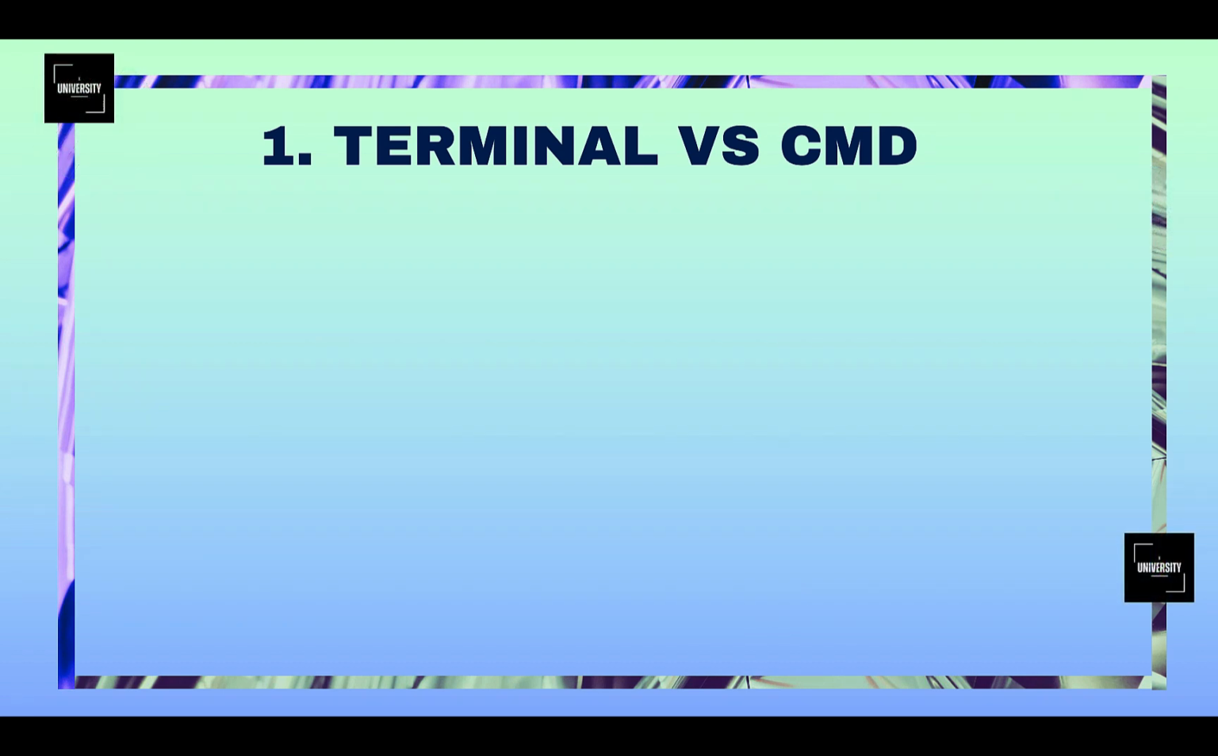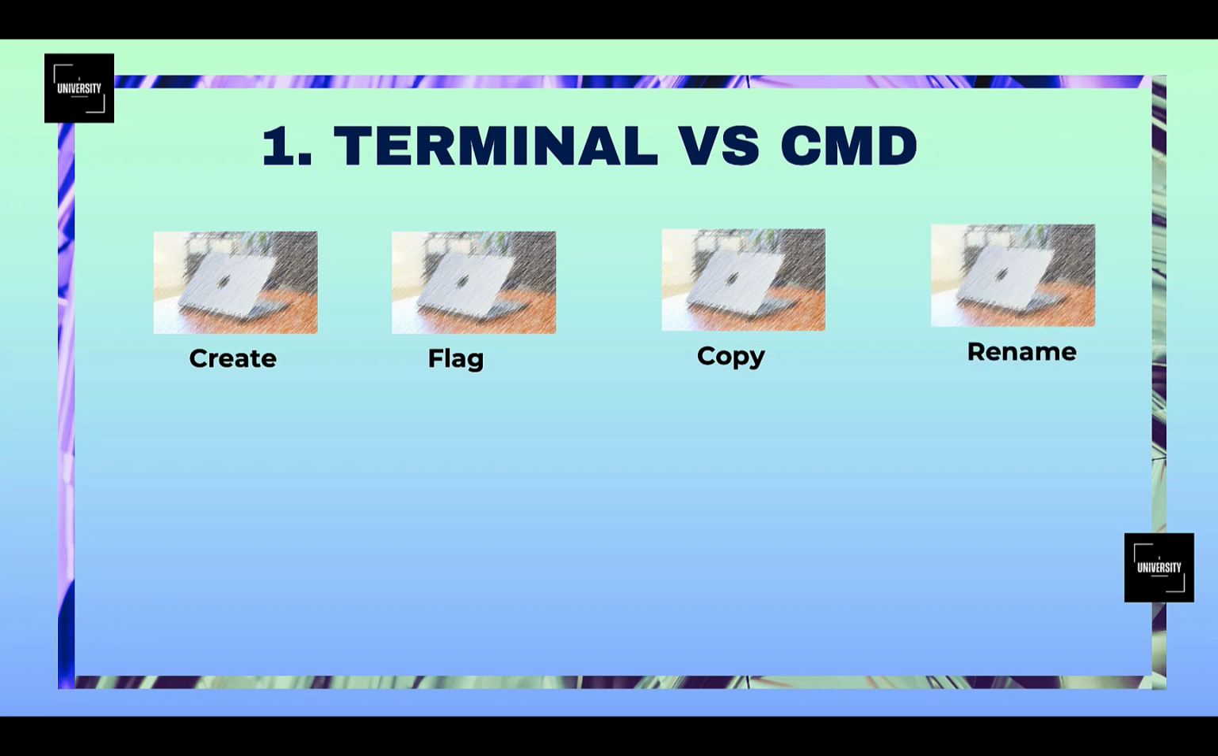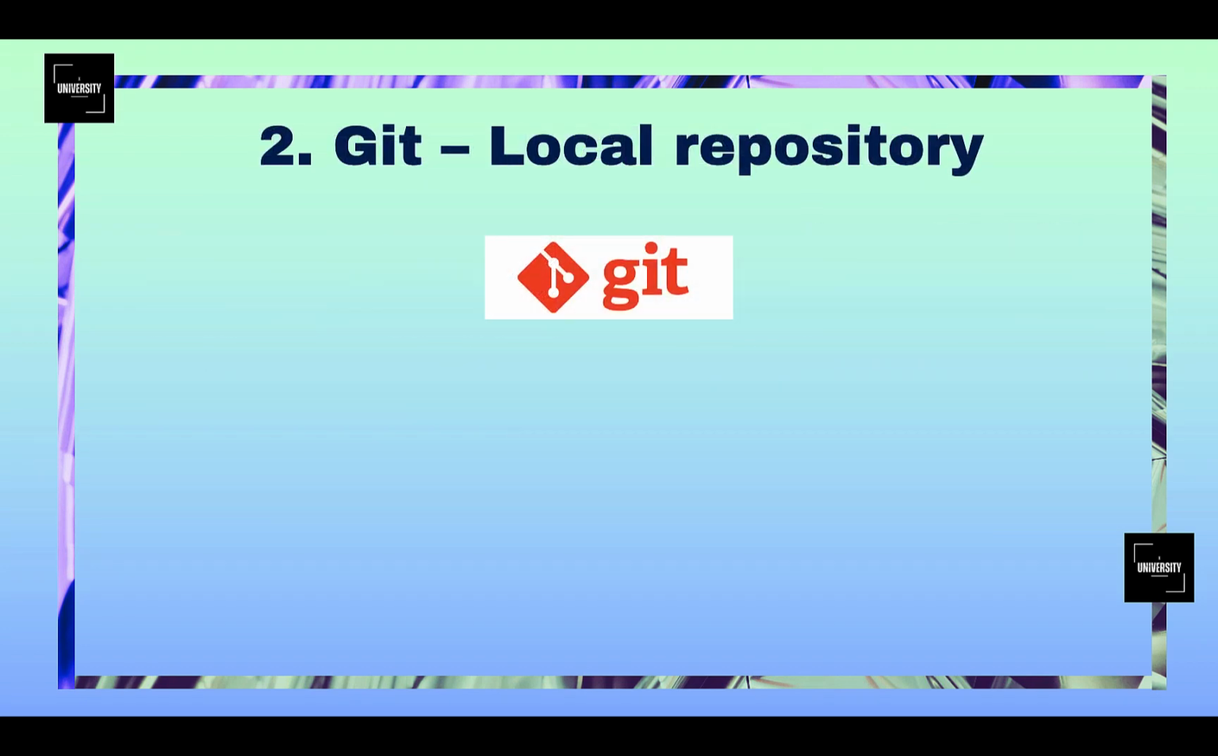It is in this same chapter where we learn about file management, specifically how to create and delete directories. After that, how to flag files, then copy files, also renaming files and moving files using the terminal or the command prompt. After that, we'll proceed to chapter number 2, where we'll learn about Git, the local repository.